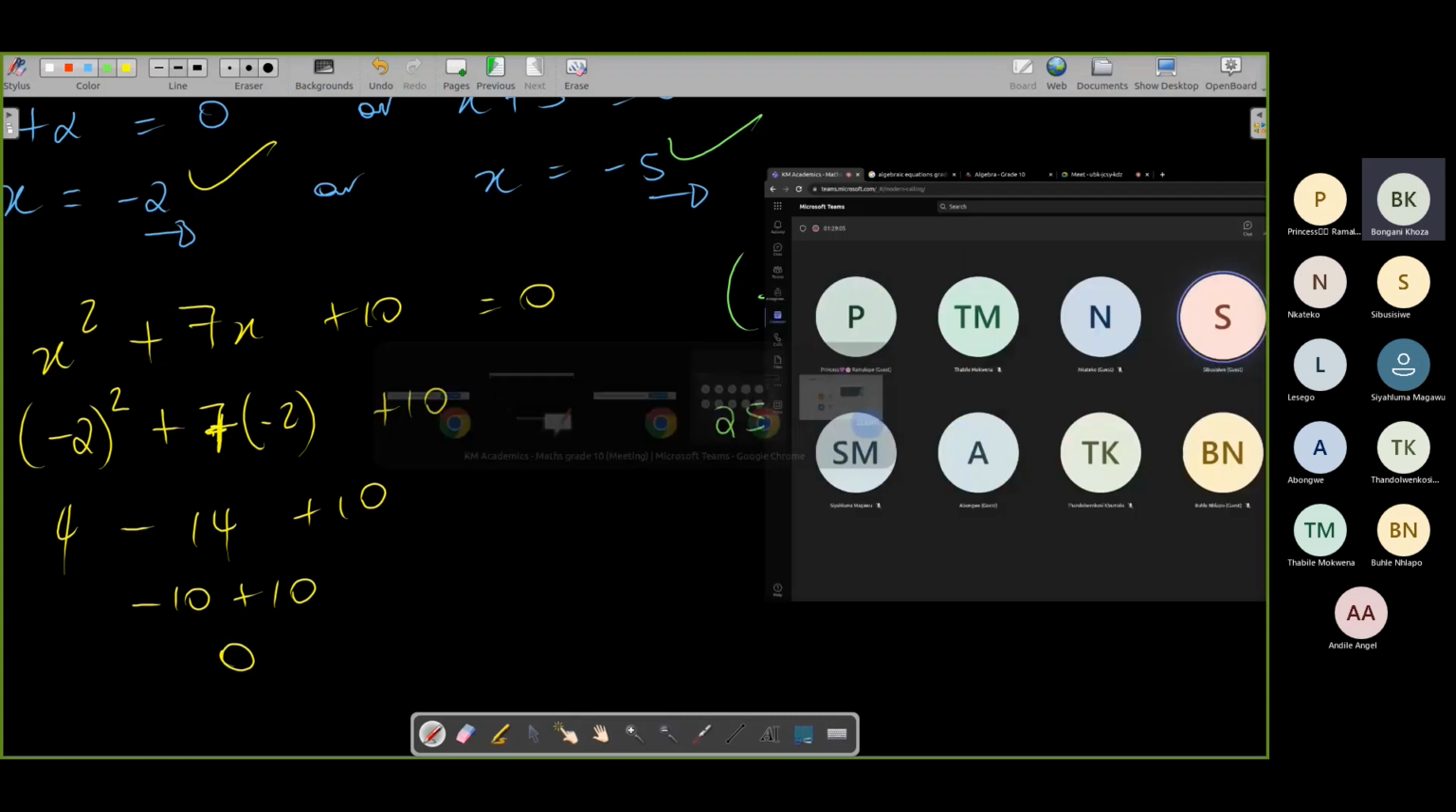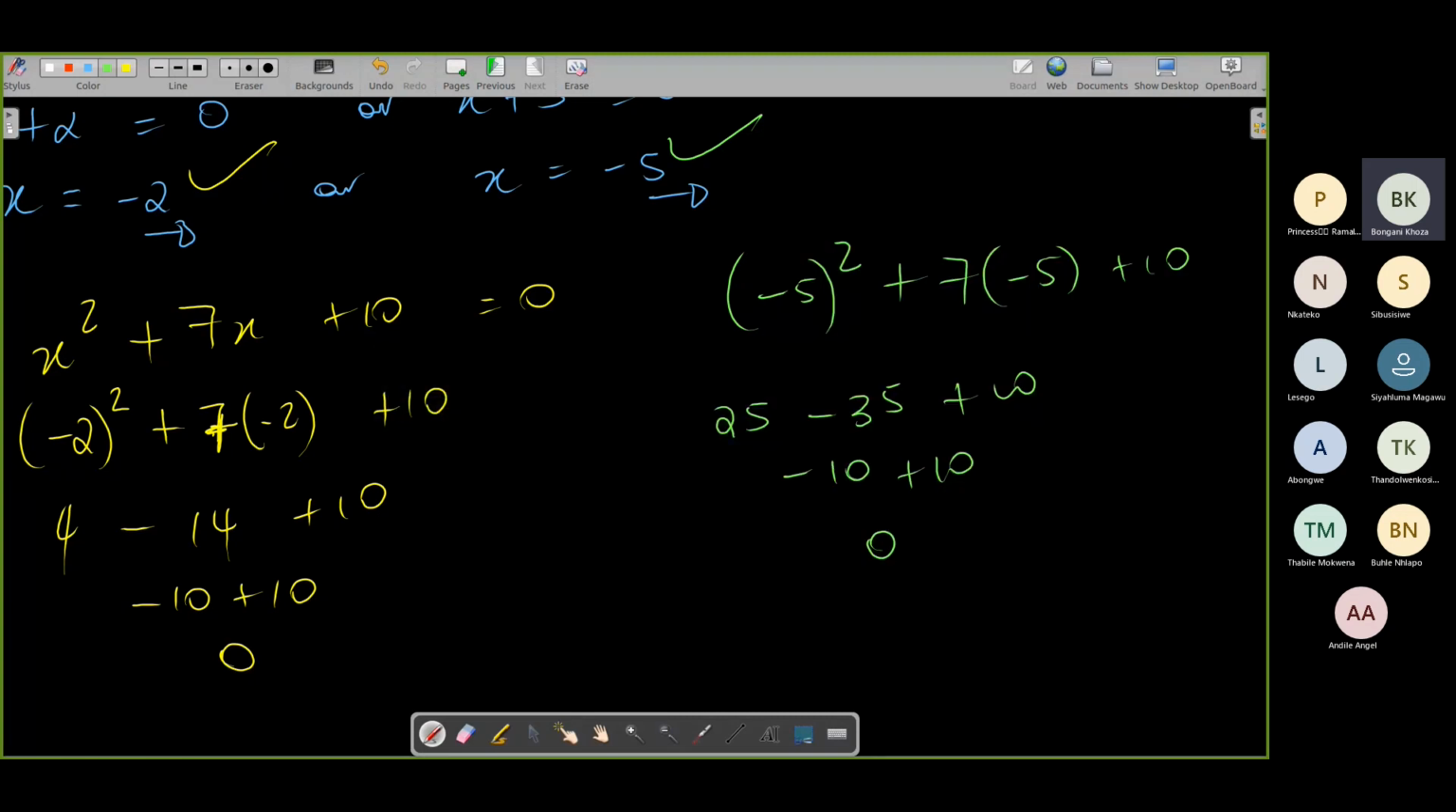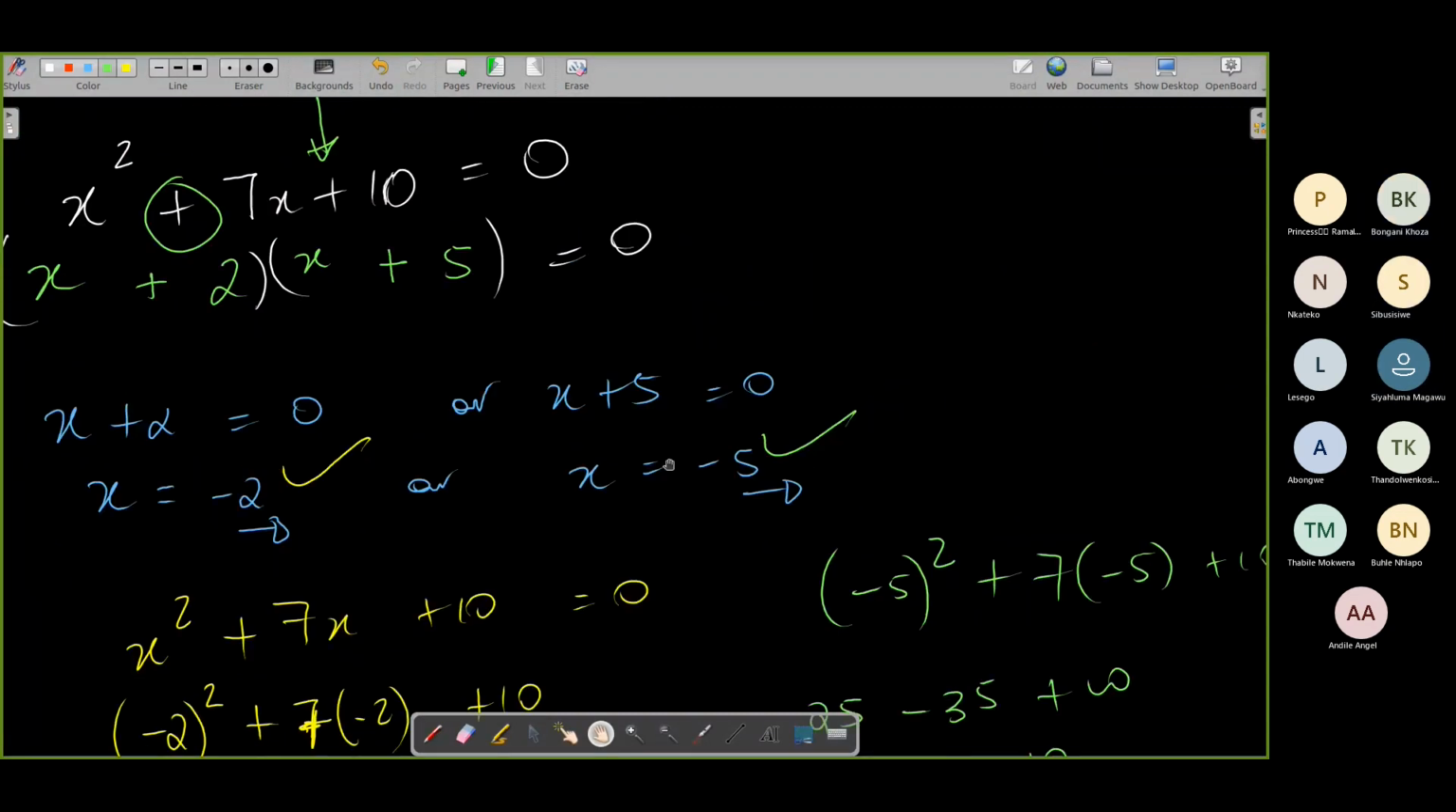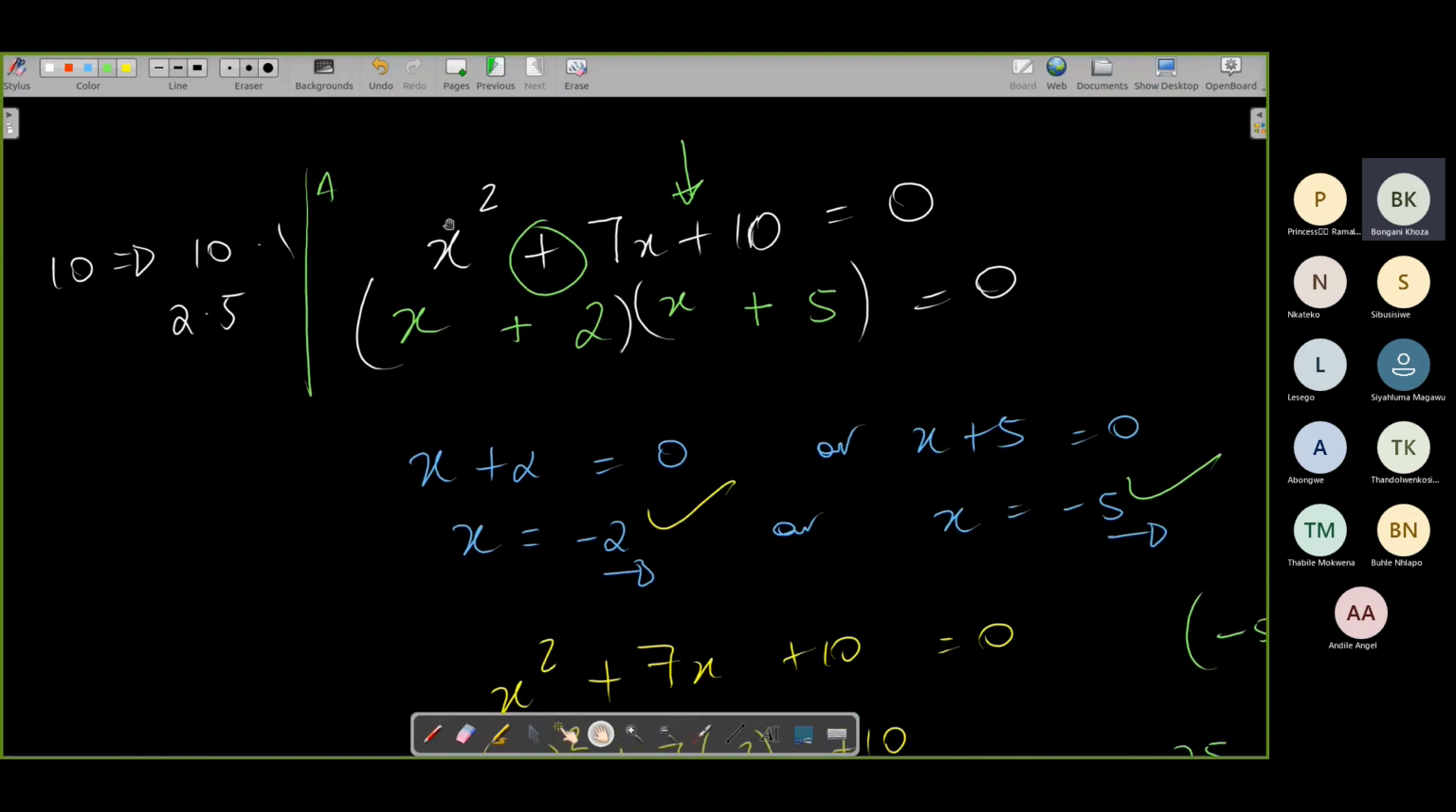Let me try and answer the question that I was being asked. You were asking me, why are we squaring -5? We are squaring -5 because that was the original equation, remember? Our original equation was saying whatever answer I'm going to get, square it, add 7 multiplied by that number, add 10. I'm supposed to get 0. That's why we are squaring it here.